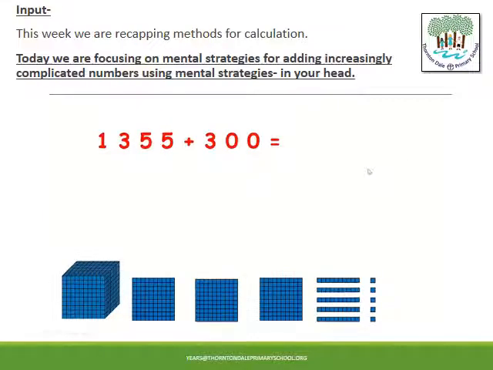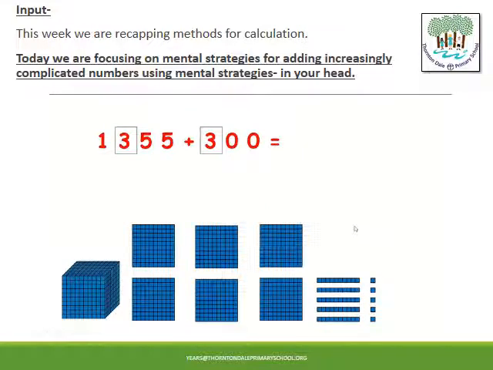Okay, so we'll start off looking at the number 1355, add 300. So we've got 300s and we're adding another 300s. So if we see below, there's 100, 200, 300. So now altogether we have 1655 because 300 add 300 is 600. So 1655.